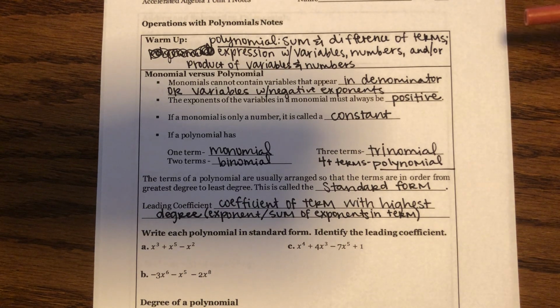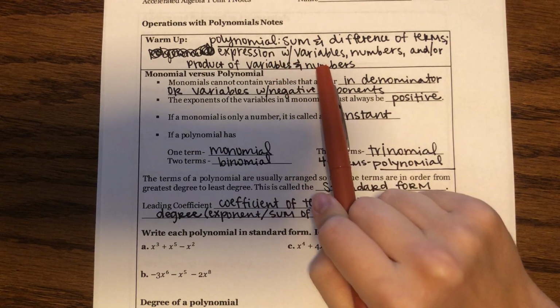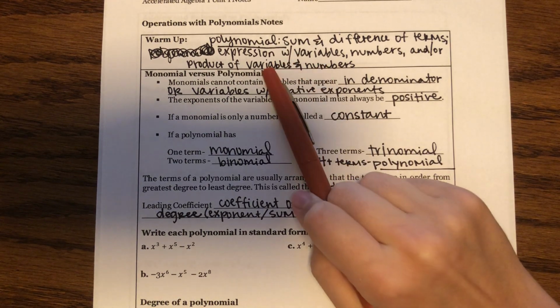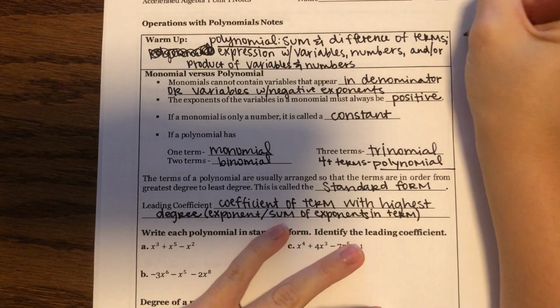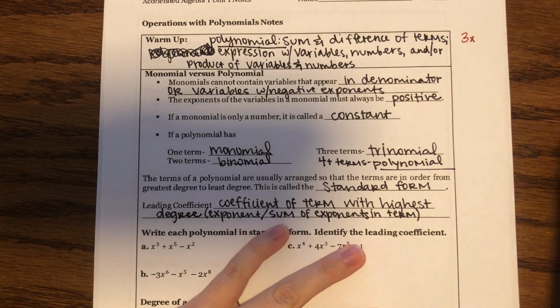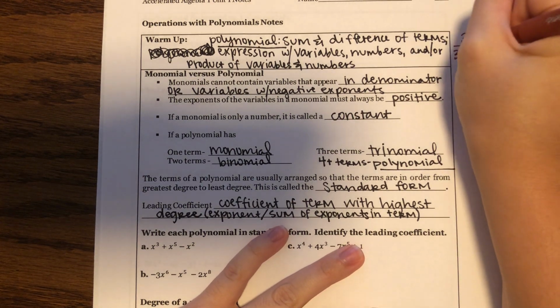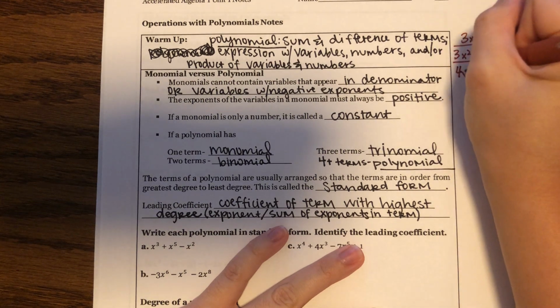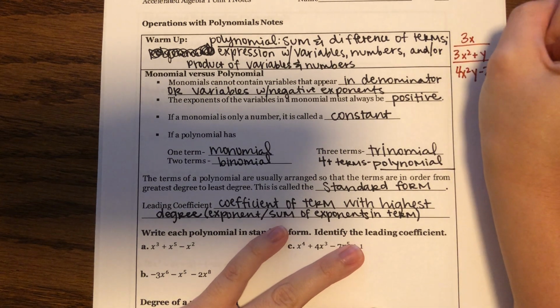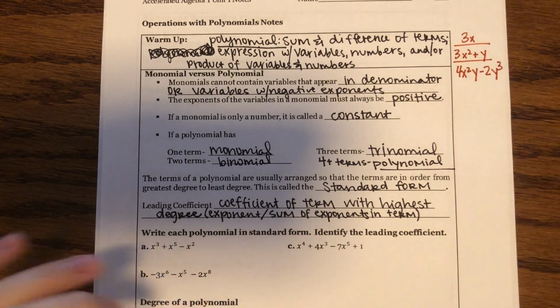So we are going to go ahead and start looking at these polynomials. A polynomial is just the sum and difference of terms in an expression with variables, numbers, and/or a product of variables and numbers. For example, we might have 3x. That could be a polynomial. We could have 3x squared plus y. We could have 4x squared y minus 2y cubed. Okay, so on and so forth.